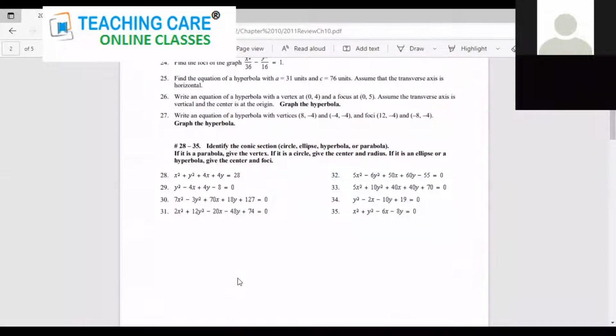Okay, let me take one problem and show you. I think I have said something wrong in completing square. I'll do it again. First let's take this problem. It is x squared plus y squared plus 4 times x plus 4 times y equals 28.